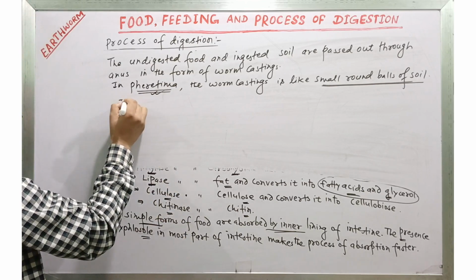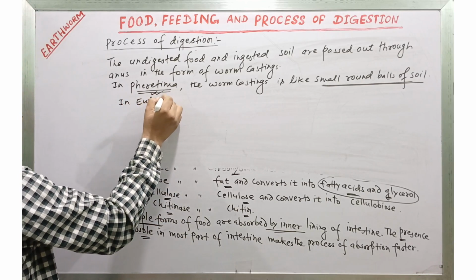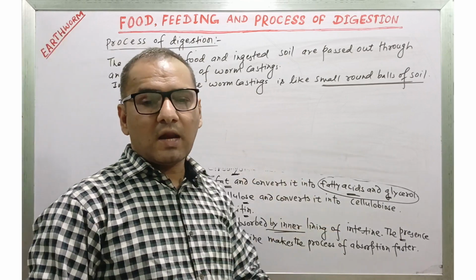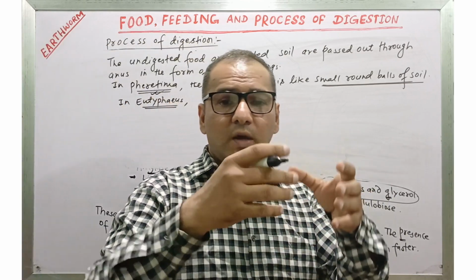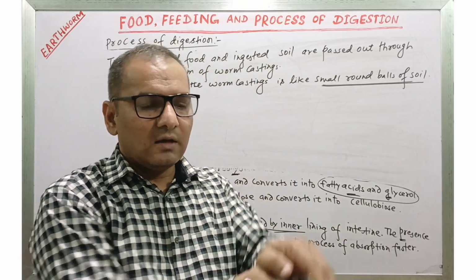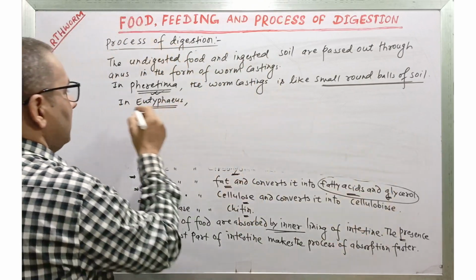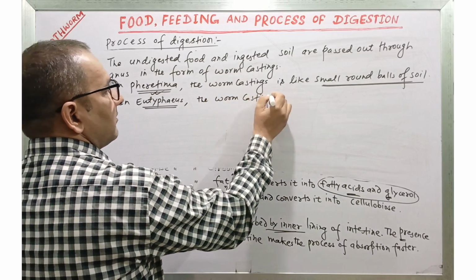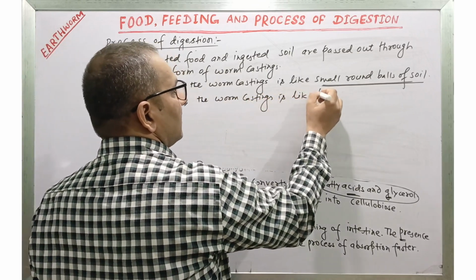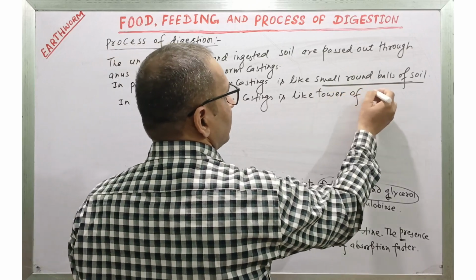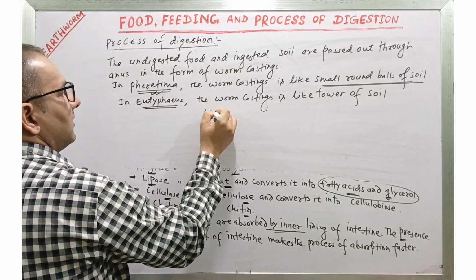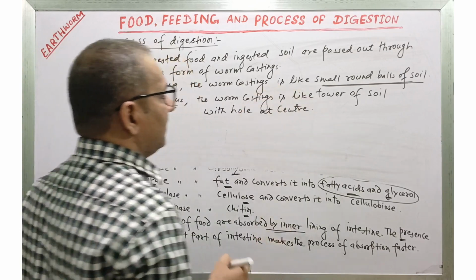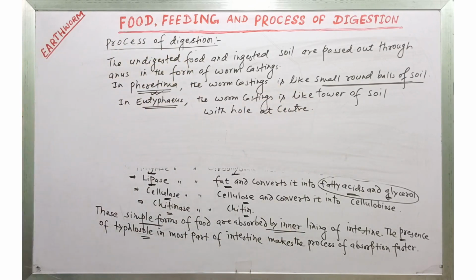And in Eutyphaeus, the worm casting is like a tower of soil with a hole at the center. So, this is about the process of digestion in earthworm.